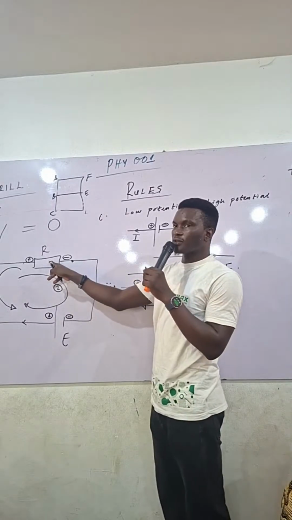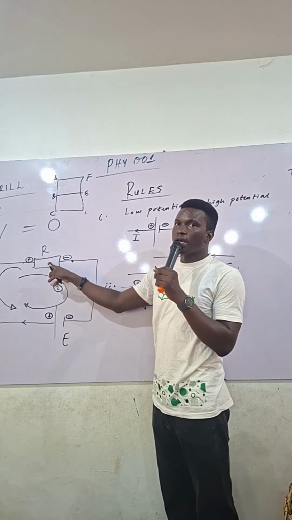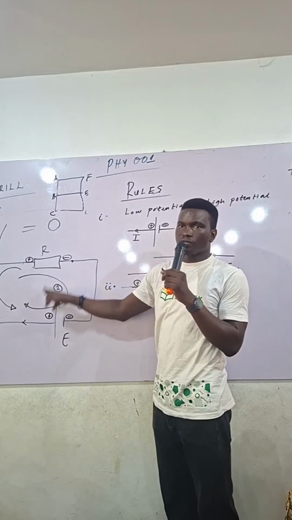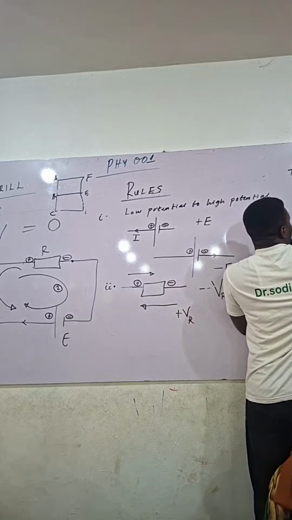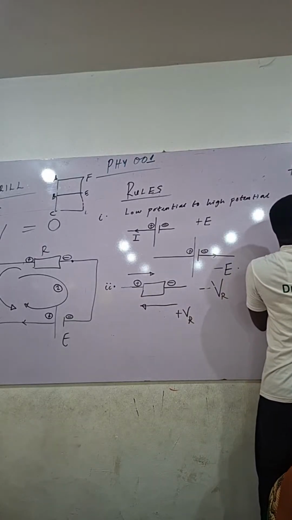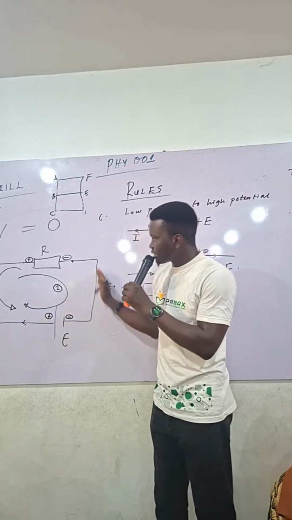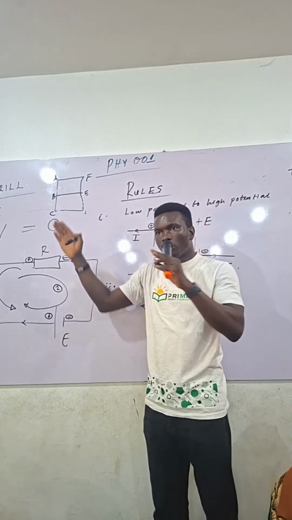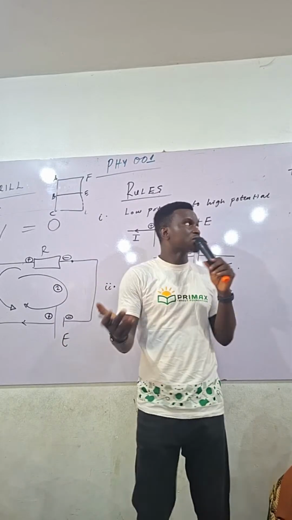Then this one is the next one, right? Will this be positive or negative? Negative, because of the way I'm moving, right? So that will be minus V sub R is equal to 0. So the sum of all of the potentials in this loop will sum up to be what? 0. That's the second law. Now let's apply it.